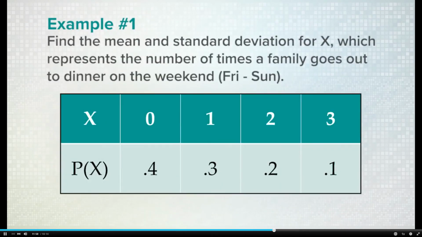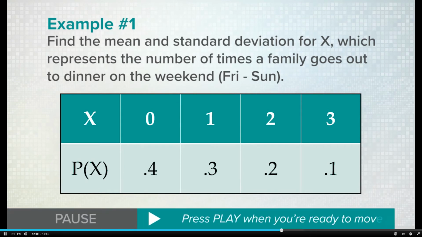Let's practice more with an example. In example 1, find the mean and standard deviation for x, which represents the number of times a family goes out to dinner on the weekend. And I'm assuming here that the weekend is Friday, Saturday, and Sunday, given this probability distribution. Pause the video to try this on your own. Press play when you're ready to continue.